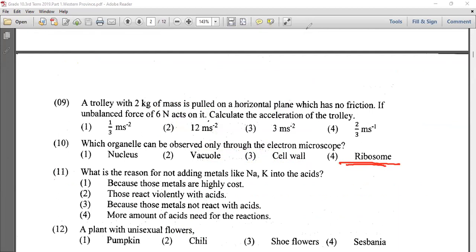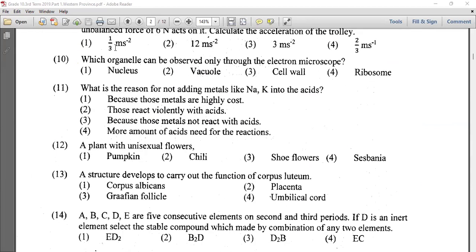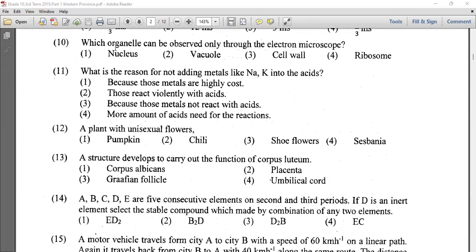What is not a reason for adding metals like sodium and potassium into acids? If you can remember the facts, when you add sodium and potassium into just water, they react with violent and vigorous outcomes. They even explode, sometimes catch fire. So you're never going to add them into acids because the reaction would be even worse. Those metals are extremely expensive, but that's not the reason why you don't add them into acids.